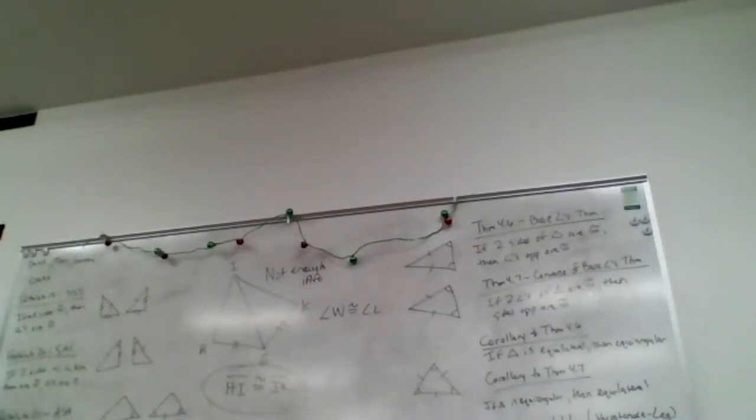We're gonna learn in the future that we actually do have enough info to say, but for what we know so far, we don't have any theorems or postulates that would make it possible for us to prove that those are congruent, okay?